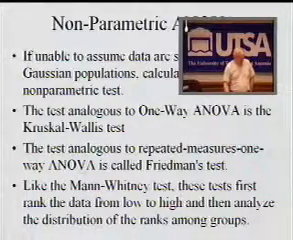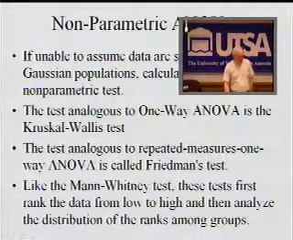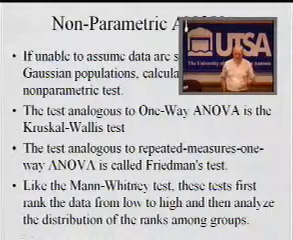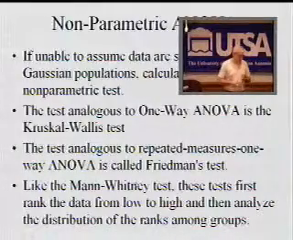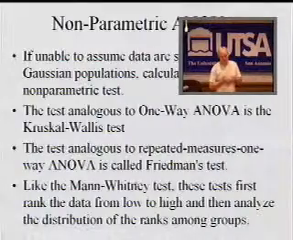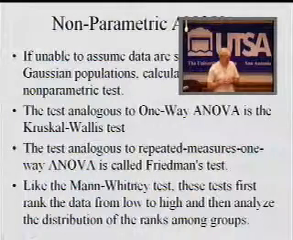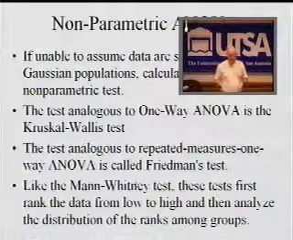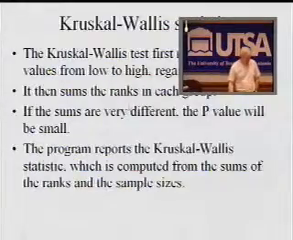Like the Mann-Whitney test, these tests first rank the data from low to high and then analyze the distribution of ranks among the groups. So remember, with the non-parametric, our measure of central tendency is what? That's right, the median, and the estimate of dispersion of data around the central tendency is going to be quartiles or percentiles. In this case, it'll be quartiles, as we'll see.